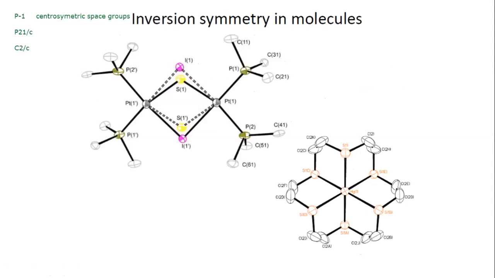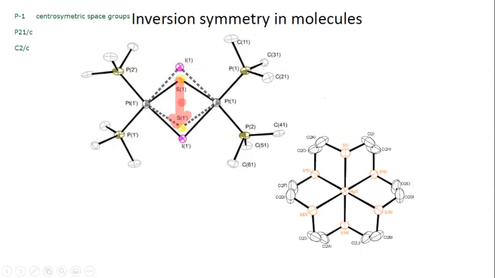So here again we have different types of symmetry equivalent positions. So in the first example, you see that there's a center of inversion right here. So as we go through this point, we get our inverted set of coordinates. So this S1 and that S1, they're just inverted with one another.